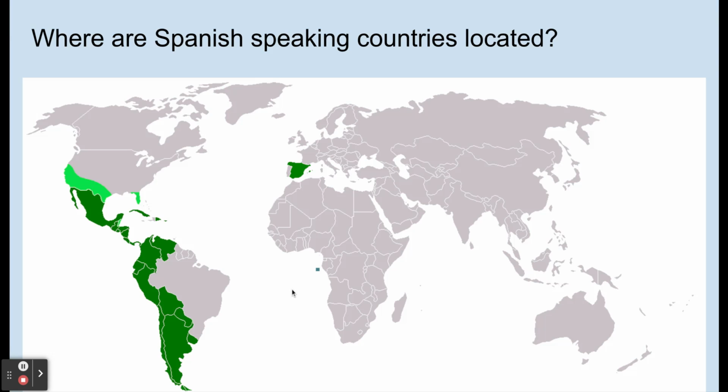I don't know why it got moved. That little green dot used to be here, so I don't know what happened. This is in Africa, the continent of Africa, and here is a country that also speaks Spanish. These light green areas, Spanish is just spoken a lot there, but it's not the main language.